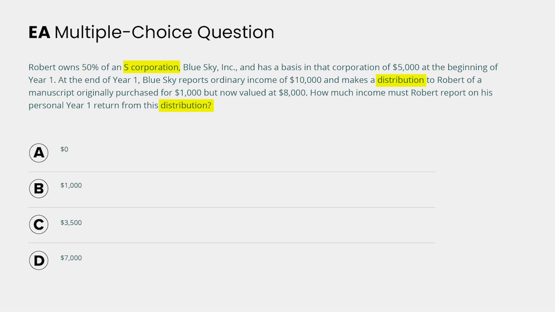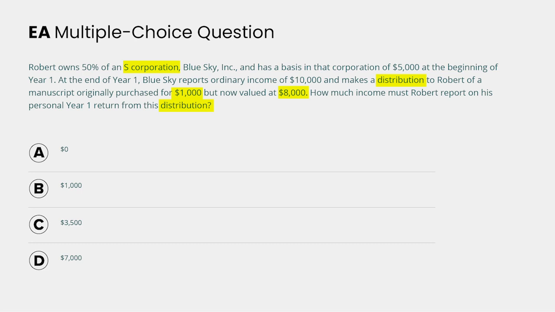So whether this is a C corporation or S corporation, under Section 311, we're going to take the fair market value of the property, which for the manuscript that's distributed is $8,000. We're going to subtract away from that the basis. So it was originally purchased for $1,000. So $8,000 minus $1,000, we have a $7,000 gain. That $7,000 gain is going to be reported by the S corporation.